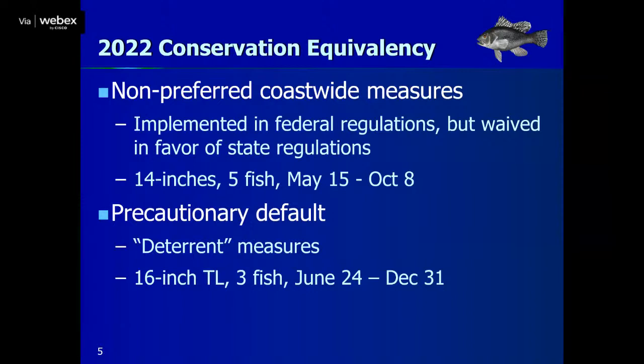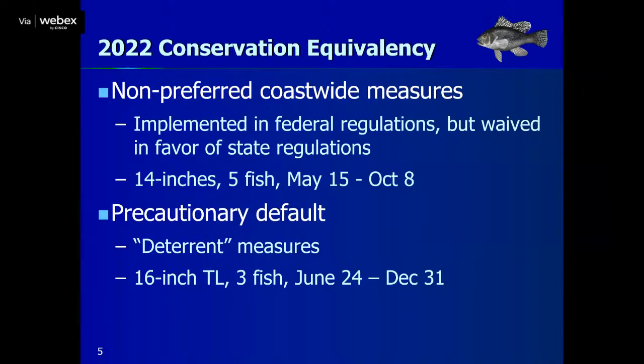Through last year, the target level of harvest for the non-preferred coastwide measures was the RHL. Moving forward, the target level of harvest will be defined through the percent change approach. These are measures that, if implemented in a uniform fashion in all states and federal waters, would achieve whatever the relevant target level of harvest is for that year. And you can see the measures on the screen that were used for 2022.